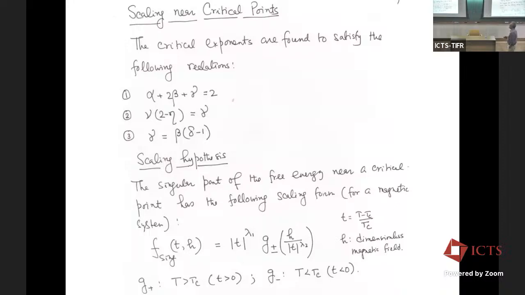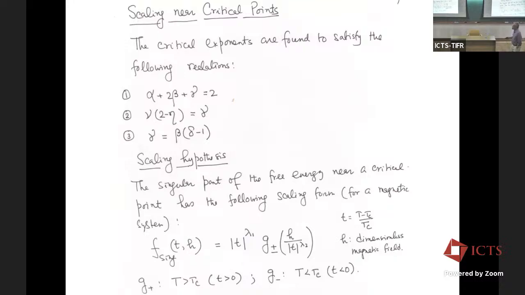And one assumes that the dependence of this quantity on T and H is given by a function that looks like this. There are two unknowns here: an exponent lambda1 here and an exponent lambda2 there. And of course, this function is unknown. It is a scaling function. But the argument is that if we assume this particular form, then these exponent relationships will be satisfied.